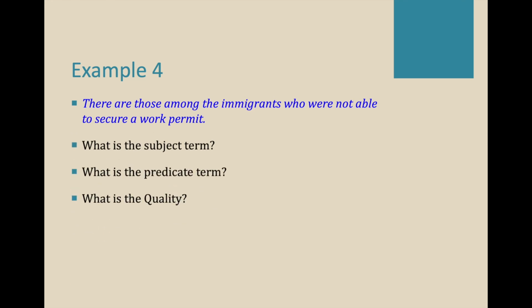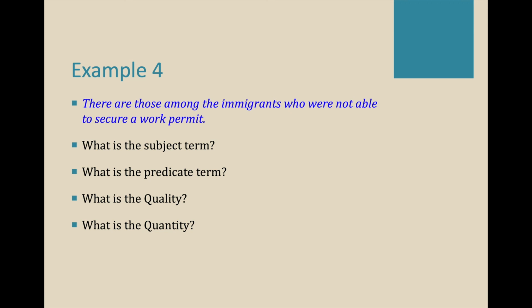Here's example 4. There are those among the immigrants who were not able to secure a work permit, right? So again, ask the questions. What is the subject term? What is the predicate term? What is the quality? And what is the quantity of the statement, right? So the subject term, those among the immigrants, or we could just say immigrants, right? Subject term is immigrants. And the predicate term, people who were able to get a work permit, right? People with a work permit.